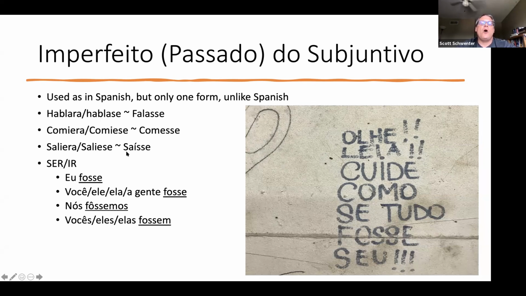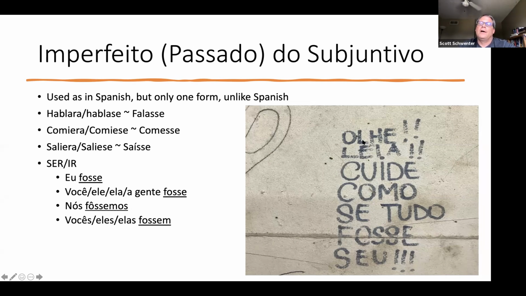Well, in Portuguese, you only have the se forms. The ra forms don't exist. They exist, but they mean something else and they're archaic, right? They mean past perfect. So falasse would be the equivalent in Portuguese. Comesse, saísse, ser and ir would be eu fosse, você, ele, ela, a gente fosse, nós fôssemos, vocês, eles, elas fossem.